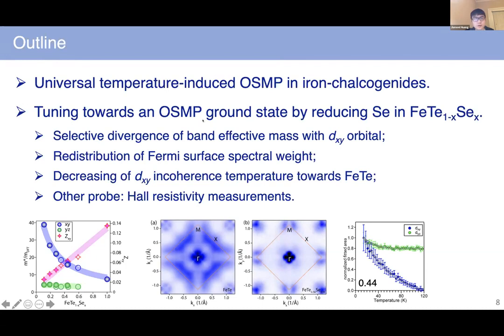Then we show that there are four observations that really tell us FeTe is in proximity to the OSMP ground state. First is the selective divergence of the band effective mass. Then we find the redistribution of the Fermi surface spectral weight. The third is that we find that the dxy incoherence temperature decreases toward the iron tellurium end. The fourth is that our ARPES observations are consistent with the Hall resistivity measurement.